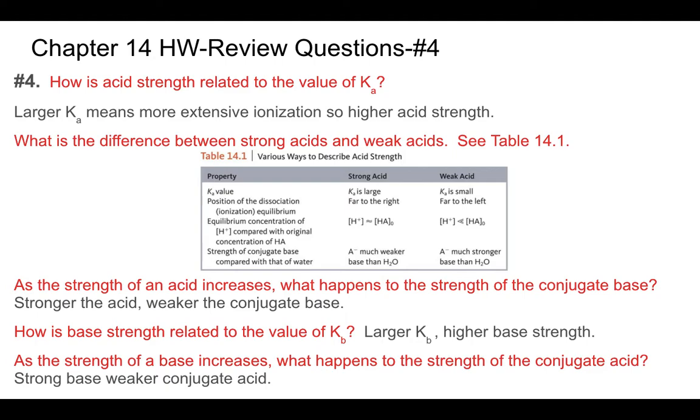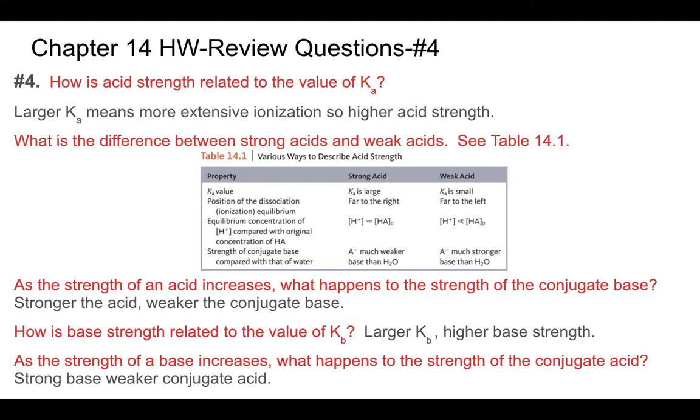What is the difference between strong and weak acids? See table 14.1. This is a picture of table 14.1 out of the book. It says that the Ka value for a strong acid is large and the Ka is small for a weak acid. The position of the ionization equilibrium, I prefer the term ionization here, is far to the right for a strong acid, and lies pretty far to the left for a weak acid.